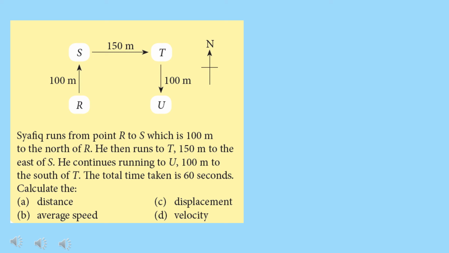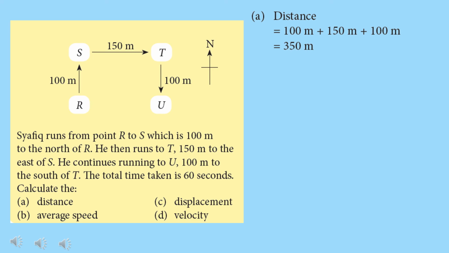Shafiq runs from point R to S, which is 100 meters to the north of R. He then runs to T, 150 meters to the east of S. He continues running to U, 100 meters to the south of T. The total time taken is 60 seconds. Calculate the distance. The distance is 100 plus 150 plus another 100, equal to 350 meters.